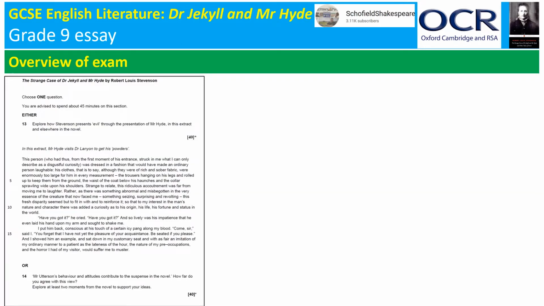In the OCR GCSE English Literature exam, you'll have 45 minutes to complete one writing task on Dr. Jekyll and Mr Hyde. You can either answer a question which provides you with an extract to form the starting point of your response, or you can tackle an essay question for which there isn't an extract and for which you are asked to explore at least 2 moments from the novel to support your ideas. This video will help you write better essays for the first question.